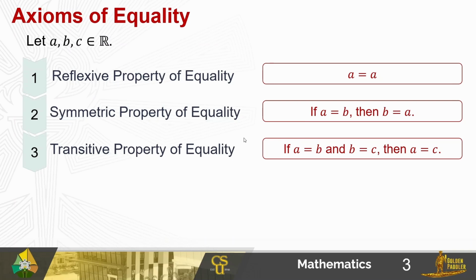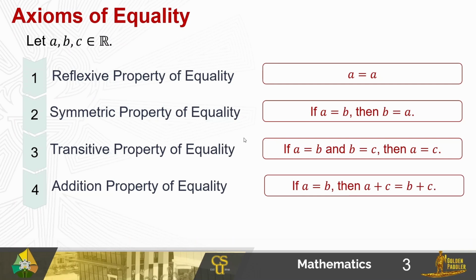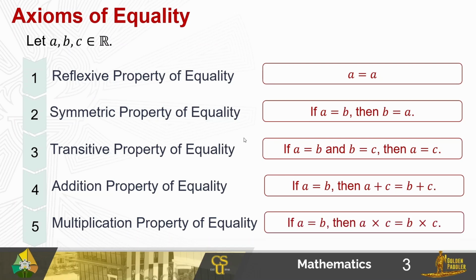The fourth property is the addition property of equality. It states that if A is equal to B, then if you add C to A, it should also be equal if you add C to B. And the last property is the multiplication property of equality. It says that if A is equal to B, then if you multiply C to A, it should also be equal if you multiply C to B.